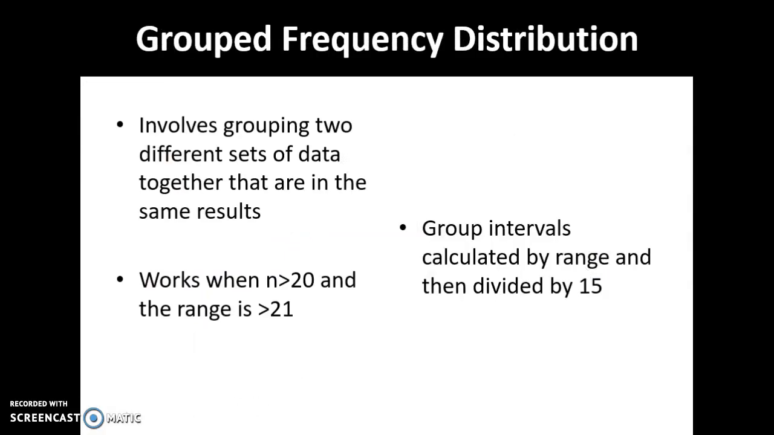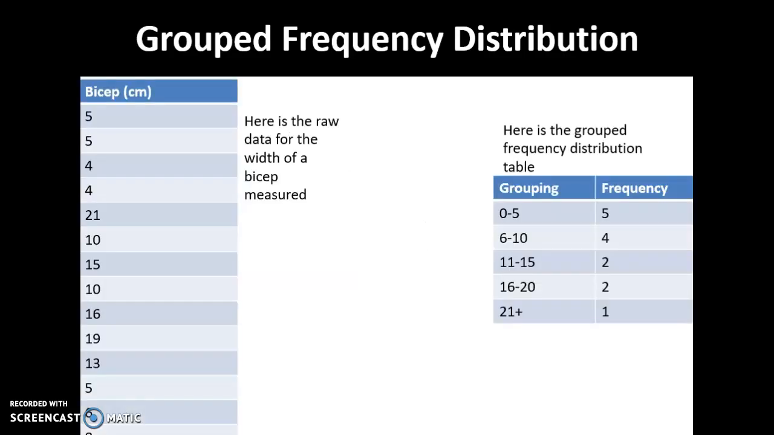Grouped frequency distribution. Grouped frequency distribution involves grouping different sets of data together that are in the same results. This works when the number of values is less than 20 and when the range is less than 21. The group intervals are calculated by the range divided by 15. So here is the raw data for the width of a bicep measured. I've used the same data as on the previous slide.